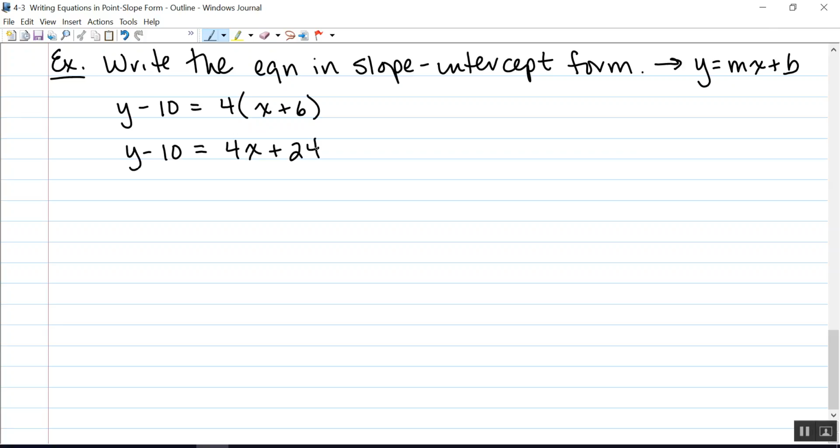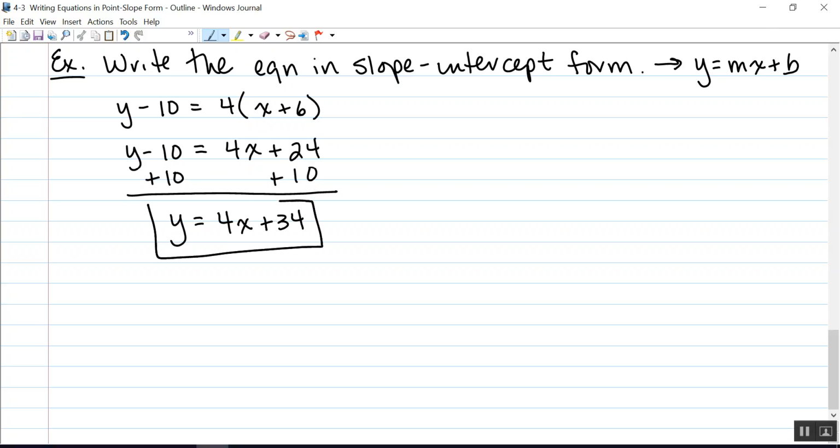And actually, this is very close. This is quite easy because notice when it's written in slope-intercept form, the equation is solved for y. So all I need to do is add 10 to both sides to get y all by itself. So y equals 4x plus 34. And that's how you turn the equation of a line from point-slope form into slope-intercept form.